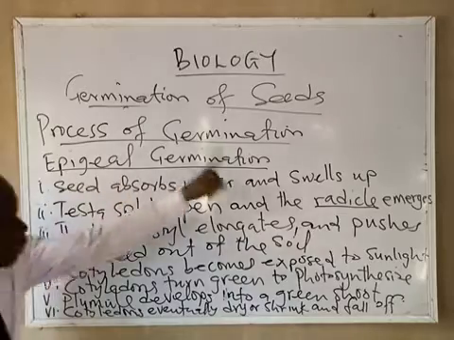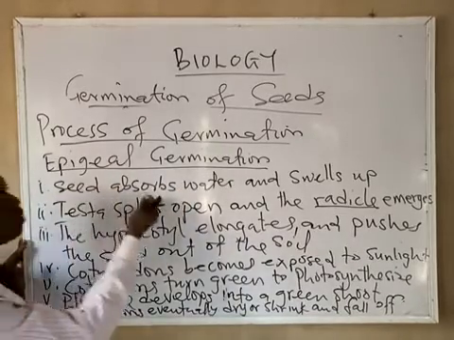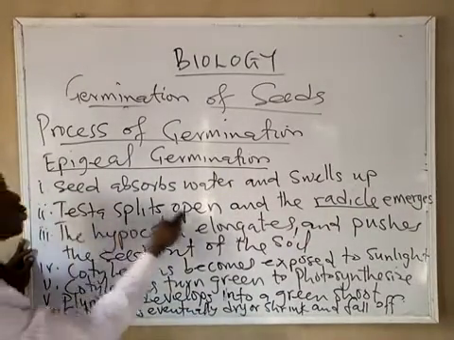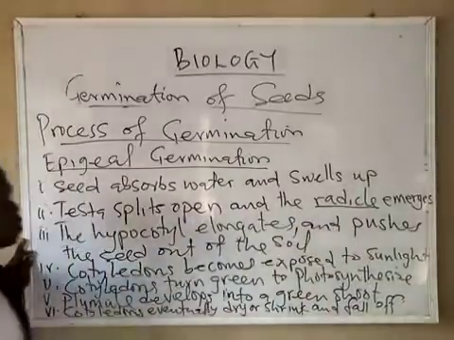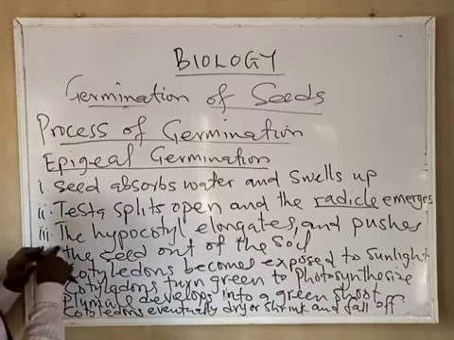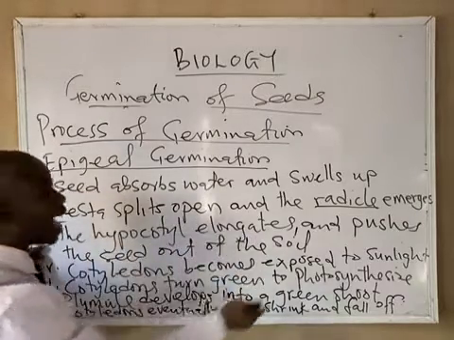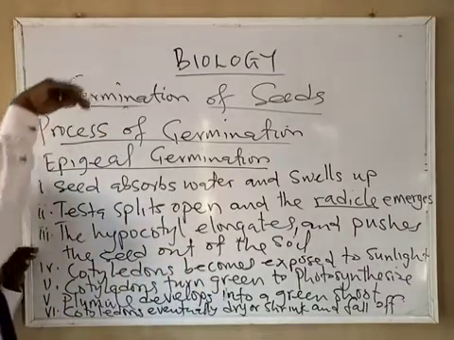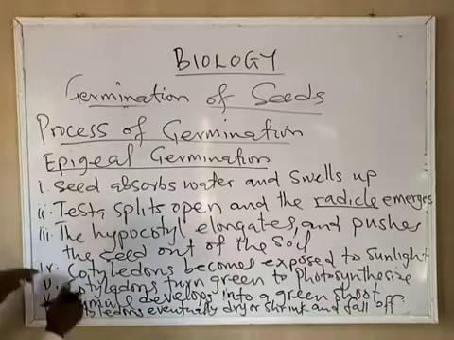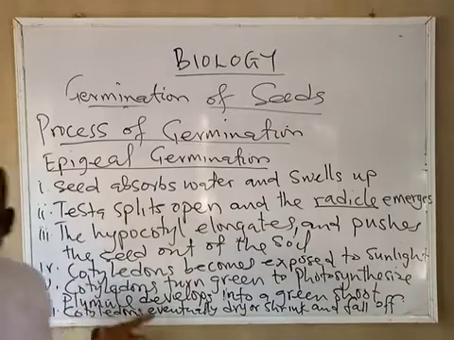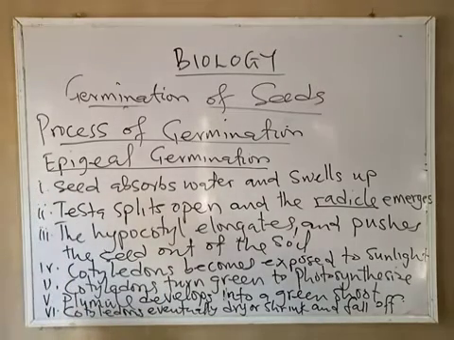In epigynous germination, seed absorbs water and swells up. Tester splits open and the radicle emerges down the soil and later becomes the root. The hypocotyl elongates and pushes the seed or the cotyledon out of the soil. So it carries the seed out of the soil. And fourthly, cotyledons becomes exposed to sunlight and photosynthesize to generate energy so that the plant will continue to grow.